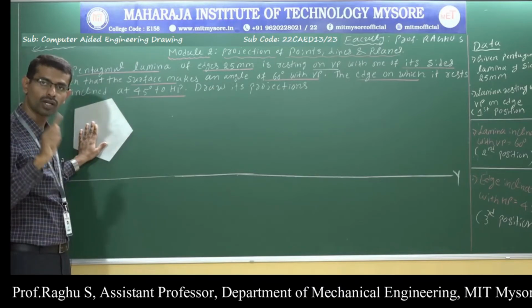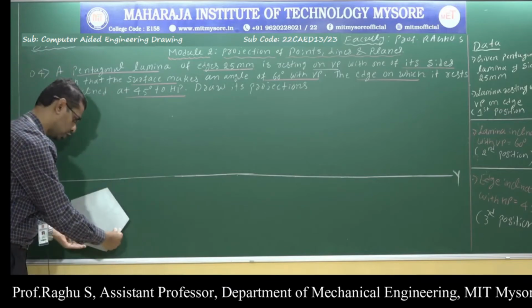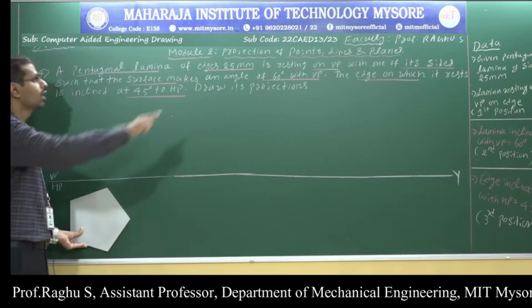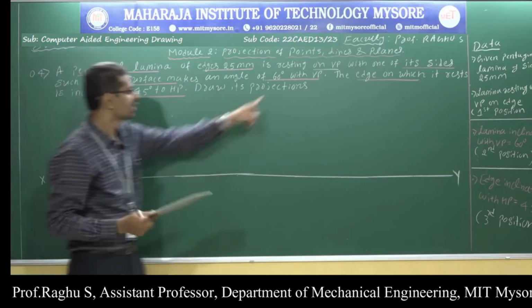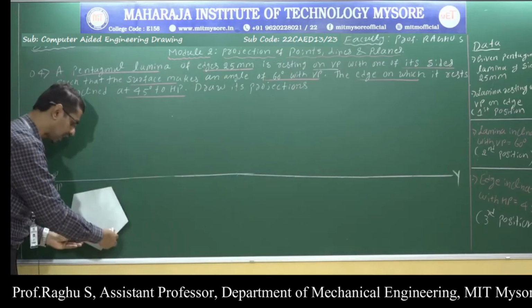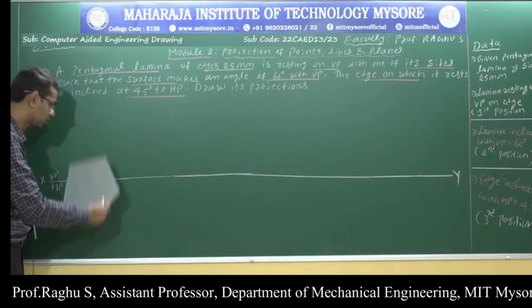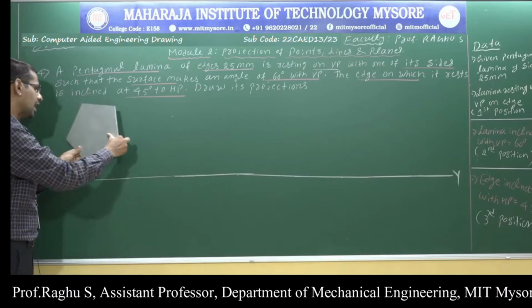So in which view will I see the true shape? You should always start the drawing with the true shape. Here I cannot place the lamina on HP. Why? Because in the problem he has mentioned that the lamina is resting on VP. Therefore, you should place the lamina on VP. You should not place the lamina on HP. Here the lamina is not resting on HP.